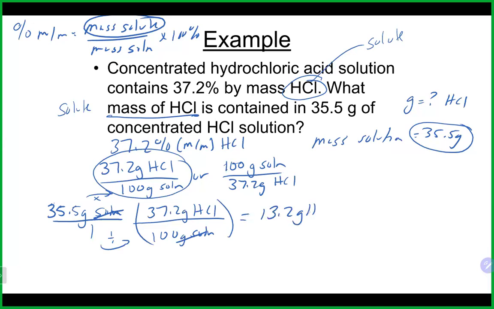13.2 grams of HCl would be contained in there. So again, by going a dimensional analysis route, you don't even have to worry about the formula. You don't have to worry about rearranging the formula. Just go opposites cancel, and you know the math that goes with it.